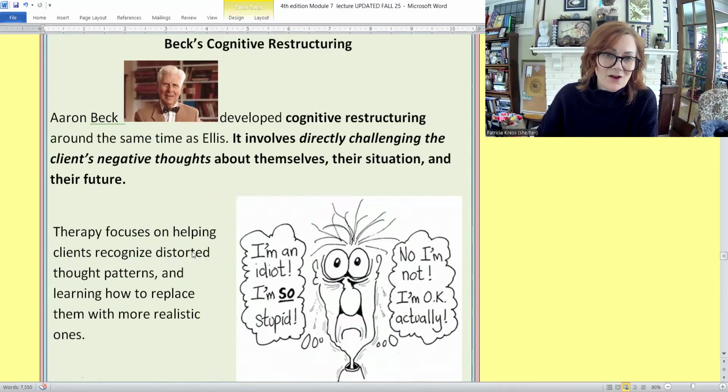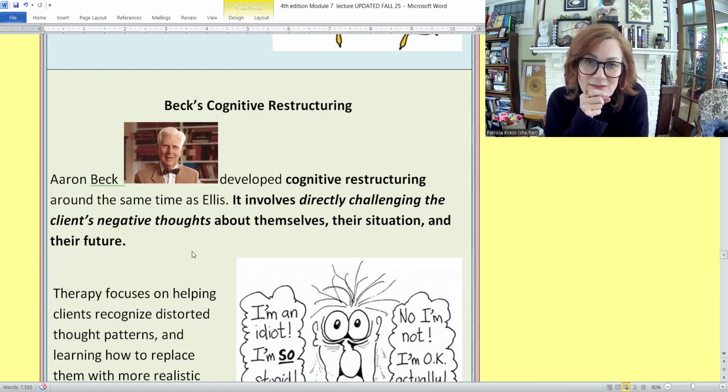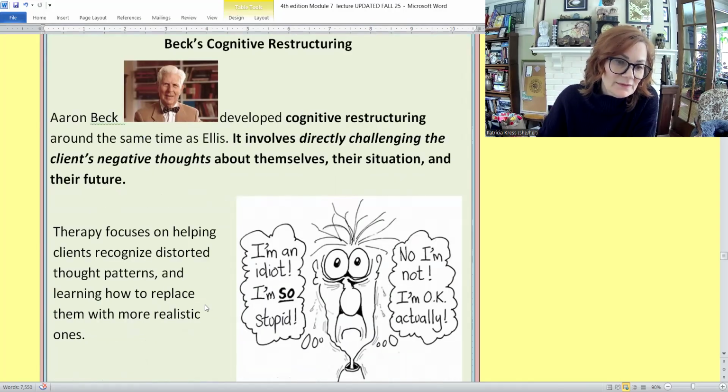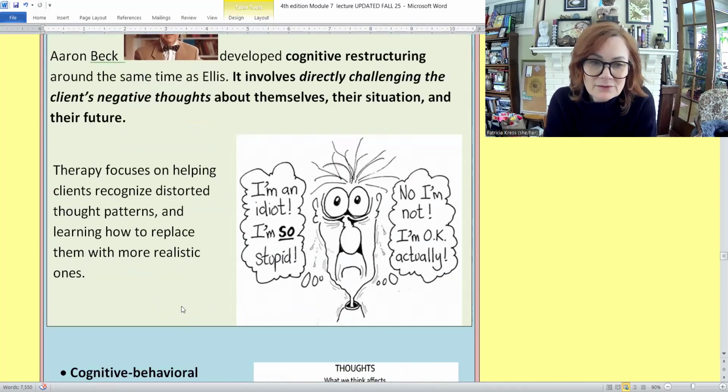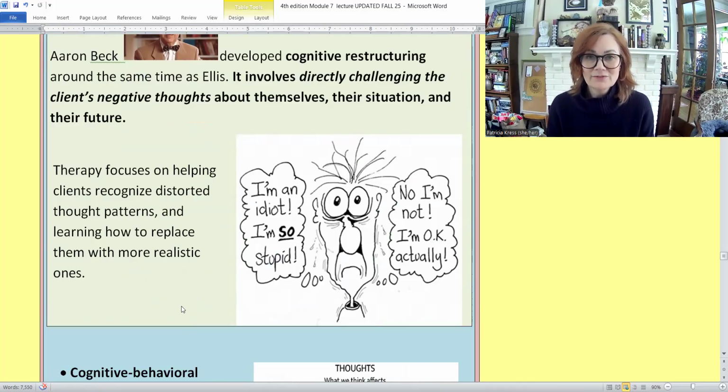Similarly, we got Aaron Beck's cognitive restructuring. So this involves, again, directly challenging those negative thoughts that the client has about themselves and their situation and their future. The therapy focuses on helping the client recognize those distorted thought patterns and learning how to replace them with more realistic ones, right? So instead of saying, I'm such an idiot, I'm so stupid, how could I have done that? Recognizing, oh, I'm doing that again, and nipping it in the bud. Wait a minute, I'm not an idiot. I should stop calling myself an idiot. I'm not stupid. This isn't all my fault, right? So checking those tendencies to run away with negative thoughts.